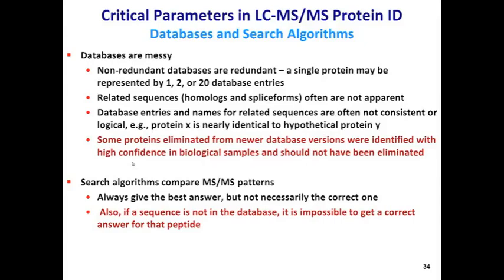One of the problems is that peptides are shared among homologs and related protein sequence domains. Interestingly, some proteins that we identify by mass spectrometry are actually eliminated from newer database versions, which indicates that the inference of protein sequences from available gene sequences is not complete.